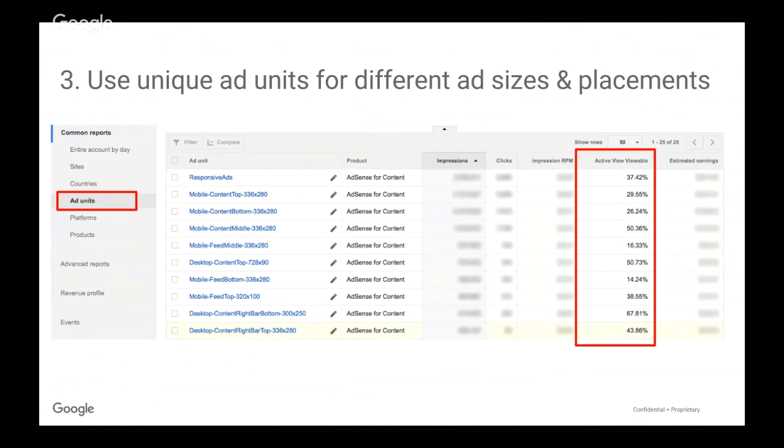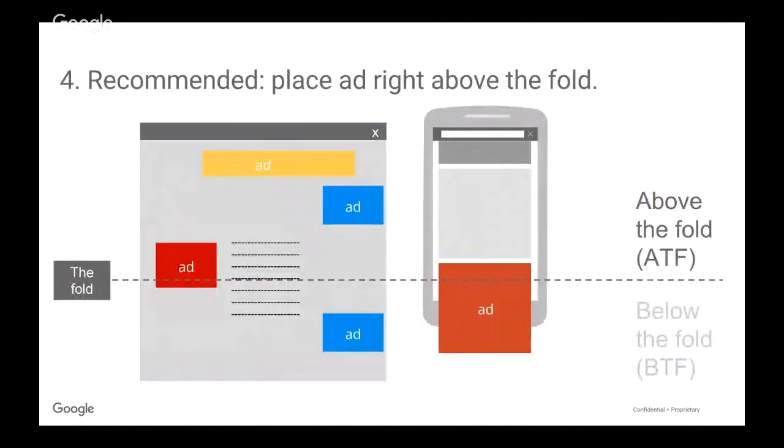For example, in responsive ads, which is the highest impression ad unit, the active viewability is 37.4. What does it mean? It means that for every 10 ads, these ads are only seen by 4 people. So with that, you can take a look at an opportunity to change the location or placement of these ads. And of course, you will ask, where should we put the ads?